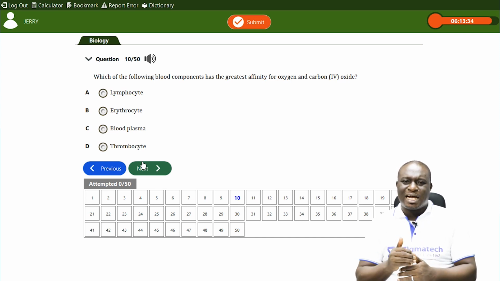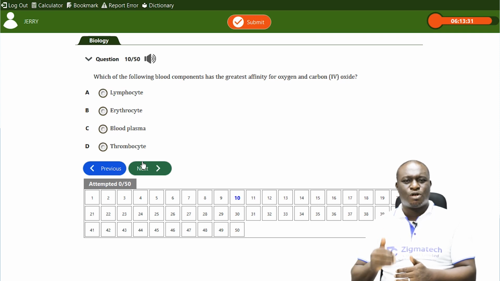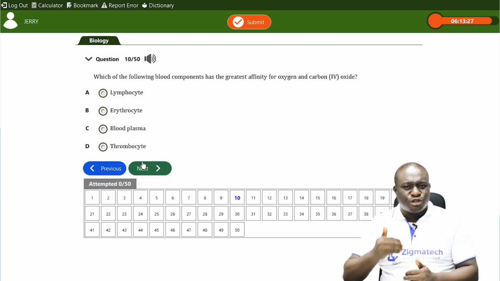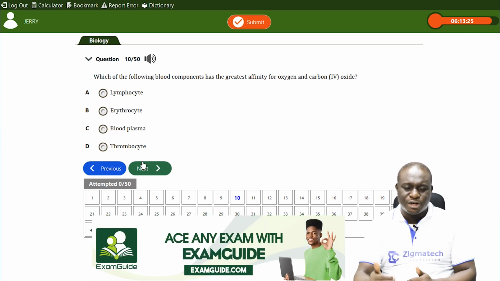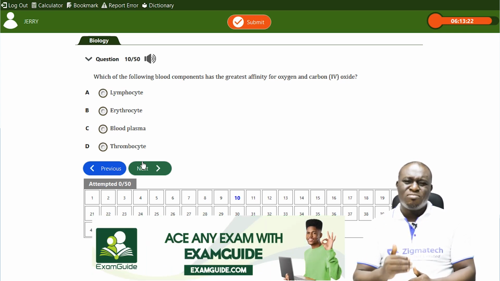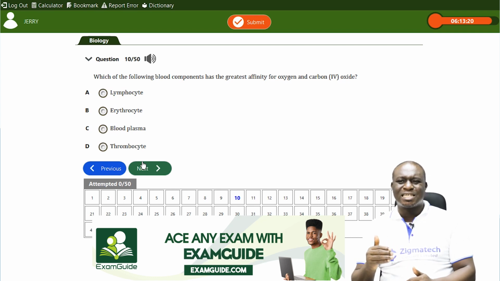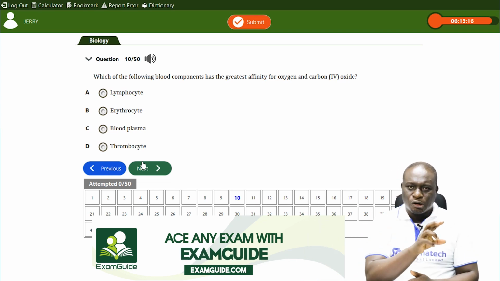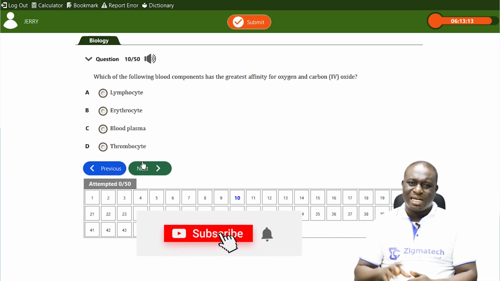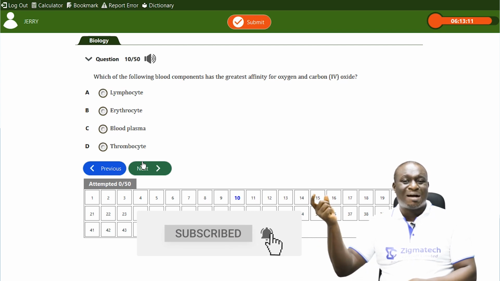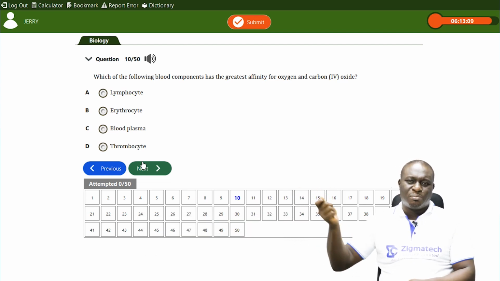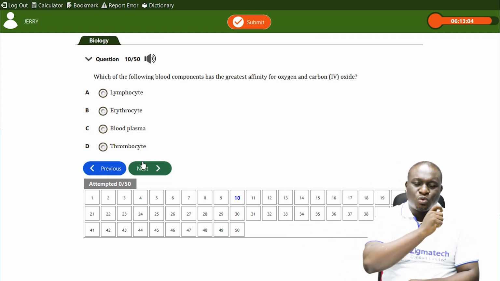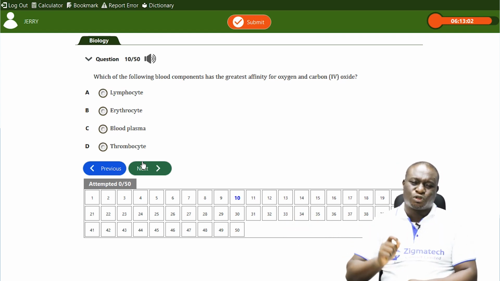And then the other type of blood cells is the red blood cells. The red blood cells are also called erythrocytes. Now, one major function of the red blood cells is to transport oxygen from the lungs to other parts of the body where they are needed, and also to transport carbon dioxide from other parts of the body where it is produced to the lungs so that it can be excreted out of the body.